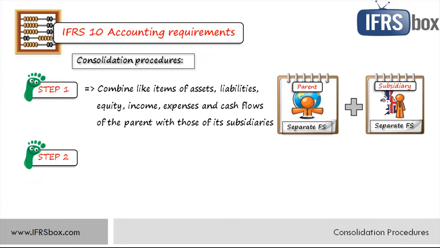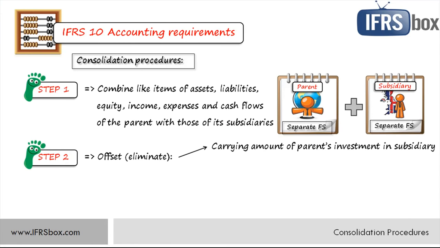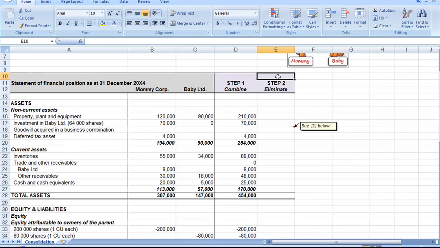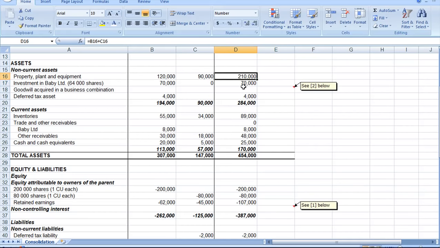Step number two, we need to offset or eliminate the carrying amount of the parent's investment in a subsidiary with the parent's portion of equity of each subsidiary and recognize any non-controlling interest and goodwill. Okay, so we'll do this eliminating entry in a separate column. Just as a side note, for the sake of simplicity and illustration, I make all debit entries with plus and all credit entries with minus. You can think of it the same way with assets, they are plus, and liabilities and equity, they are minus.